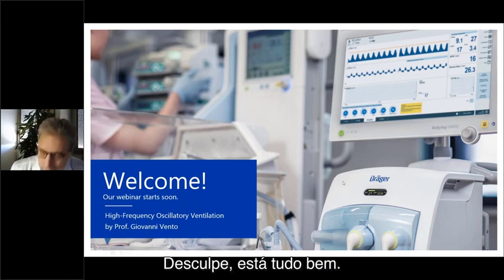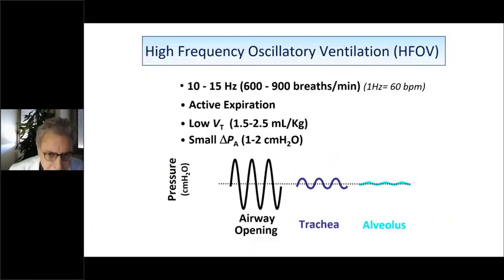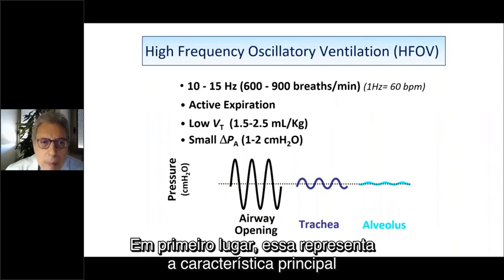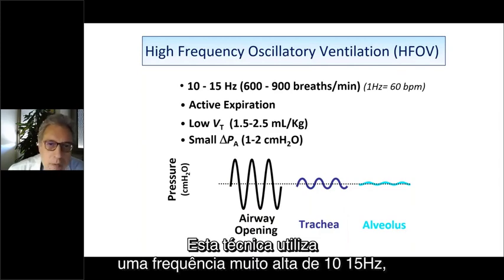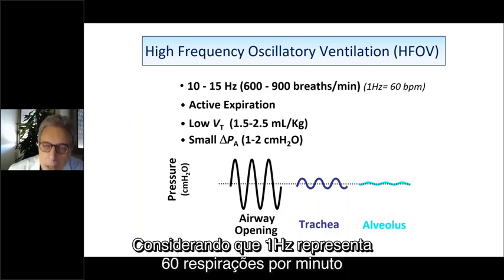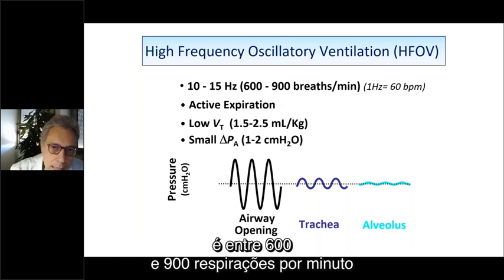I work in NICU in Rome. First of all, these represent the main characteristics of high-frequency oscillatory ventilation. This technique uses a very high frequency, 10-15 Hz, considering that 1 Hz represents 60 breaths per minute, and then the frequency usually used is between 600 and 900 breaths per minute.